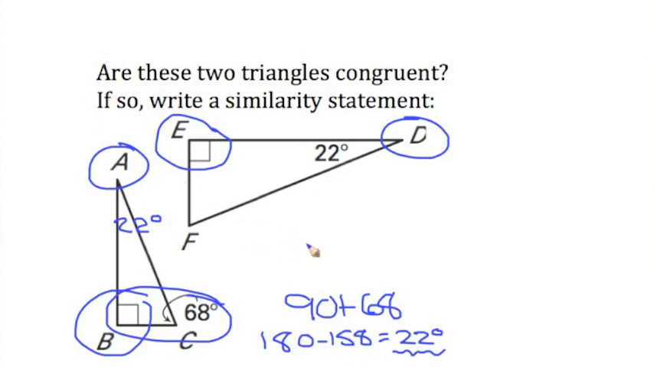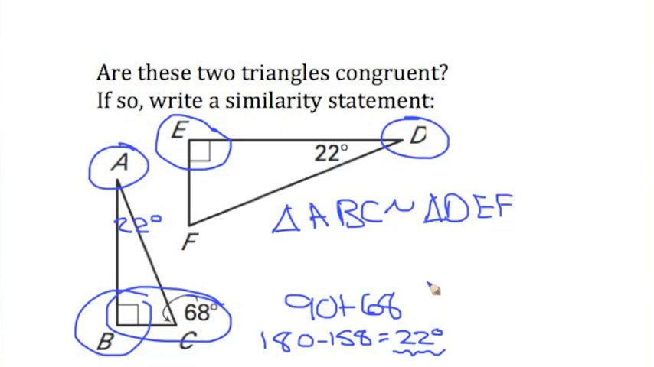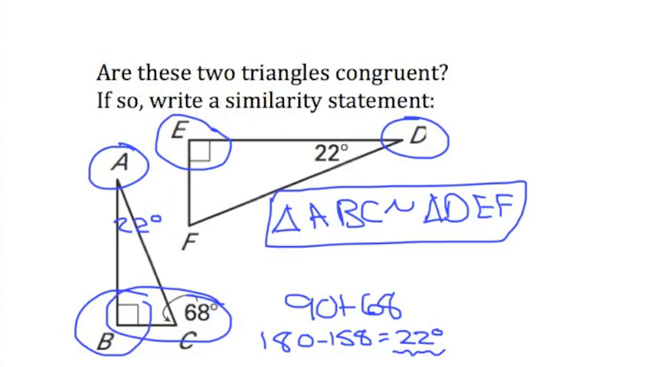So that means that triangle, let's go ahead and write in alphabetical order. Let's say ABC is going to be similar to triangle, well, A was 22 degrees, D is 22 degrees, so we're going to say D. B was the 90 degrees, E is the 90 degrees, so we're going to say E. And then F is our last angle. So triangle ABC is similar to triangle DEF.